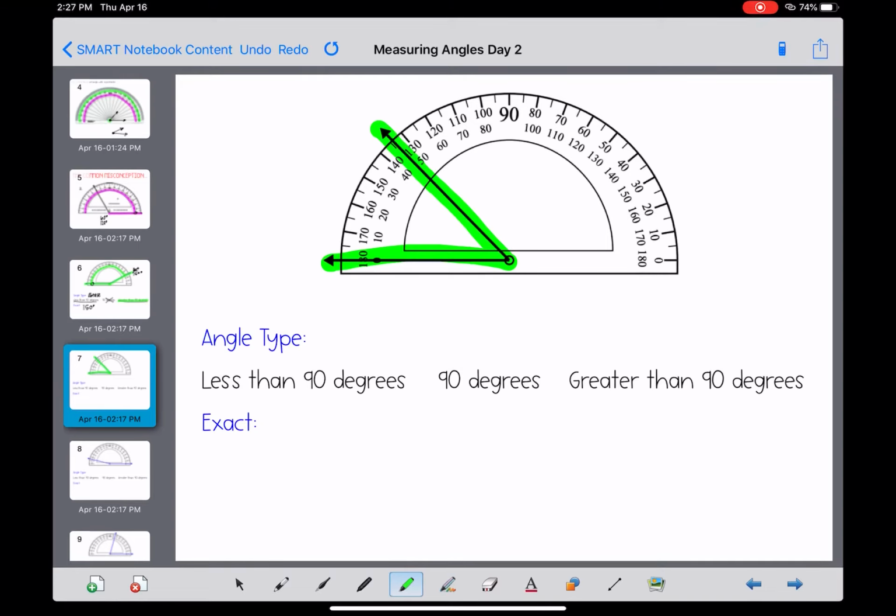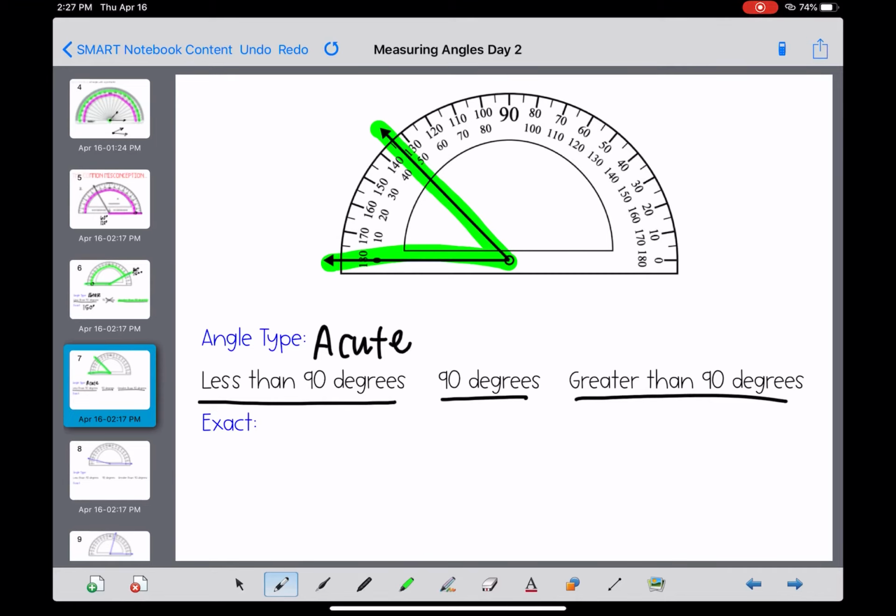Obtuse is greater than a right angle. So I know that this angle is acute. So I want you to think for a second. If it is an acute angle, will our estimate be less than 90 degrees, 90 degrees exactly, or greater than 90 degrees? Hopefully you remember from that previous slide that acute angles are less than 90 degrees.